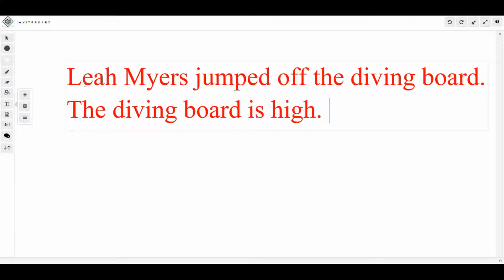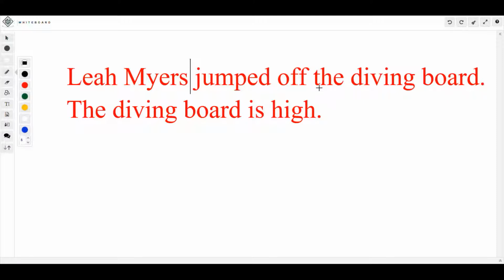All right, here we go. First sentence. Leah Myers jumped off the diving board. The diving board is high. What's the complete subject now, the complete predicate of this sentence? Can you tell me? Okay, jumped off the diving board is your complete predicate. Leah Myers is your complete subject. So we're going to put a line right there. Okay, that shows us that our subject is over here and our predicate is over here.